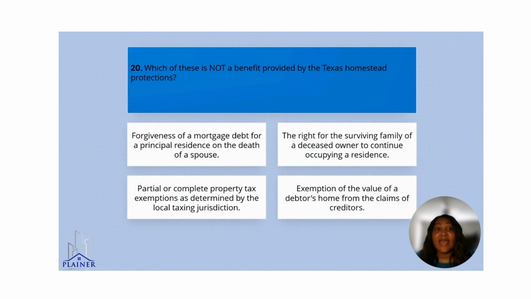Which of these is not a benefit provided by the Texas Homestead Protections? Forgiveness of a mortgage debt for a principal resident on the death of a spouse. The right for the surviving family of a deceased owner to continue occupying a residence. Partial or complete property tax exemptions as determined by the local tax jurisdiction. Or exemption of the value of a debtor's home from the claims of creditors. Which is not a benefit of the Texas Homestead Protection?